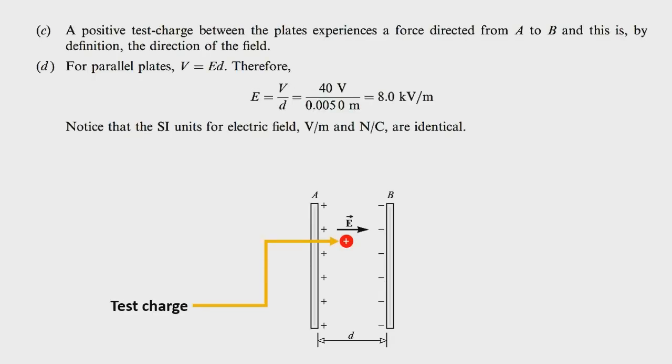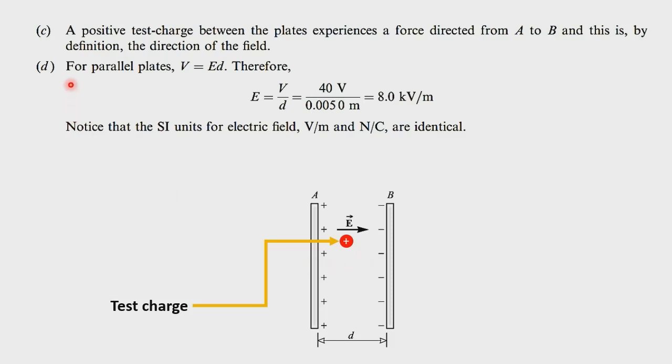Now for our next problem, letter C: a positive test charge between the plates experiences a force directed from A to B. So the question is, is the direction of our electrical field correct? Well, according to the definition, electrical field lines should be radiating outward from positive to negative. So if this is the direction of our electrical field as indicated in the illustration, then according to the definition, this electrical field is correct.